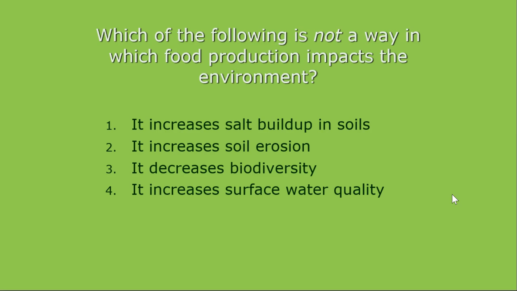It decreases surface water quality, decreases biodiversity, because remember that monoculture thing, and we're taking out wild spaces and replacing them with monoculture crops. It does increase soil erosion because of all the irrigation, and irrigation also causes salt buildup in soils, which we'll talk about in a second.